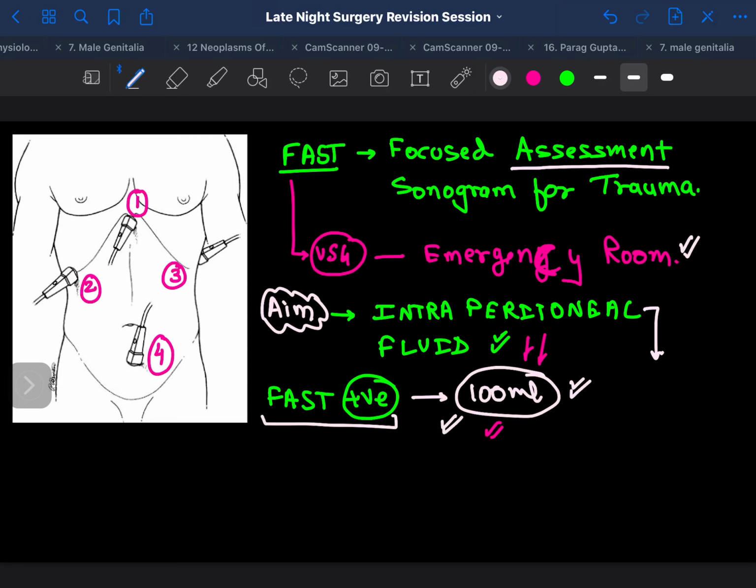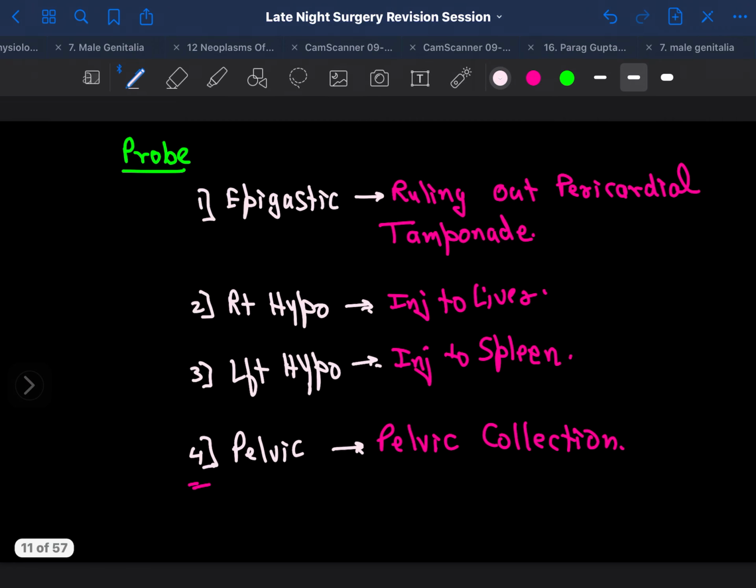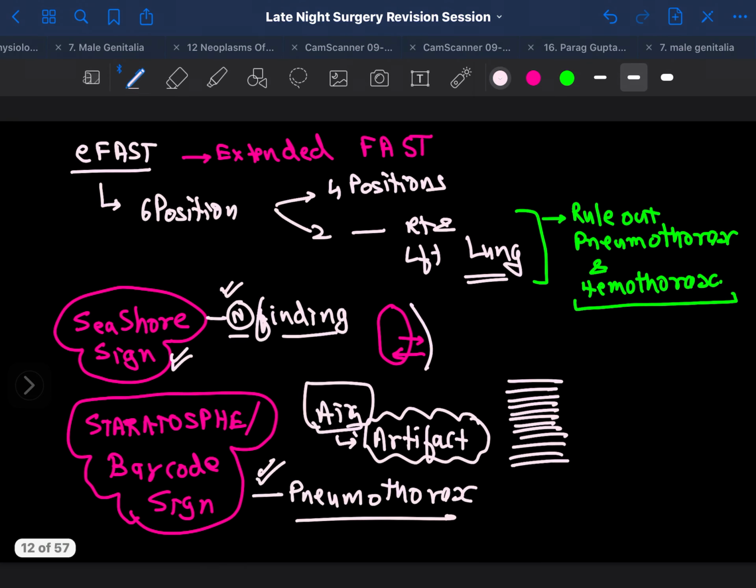Even if the intraperitoneal fluid is around 100 ml, it can be detected by the FAST and you call it a positive finding. Based on the clinical condition, you will evaluate and take the next step in the management of this patient. You keep a probe in the epigastric region where you're ruling out pericardial tamponade. Then in the right and left hypochondrium, you're ruling out injury to the liver and the spleen. And in the pelvic cavity, you're looking for pelvic collection. But with this, you are not able to comment on a pneumothorax and a hemothorax.